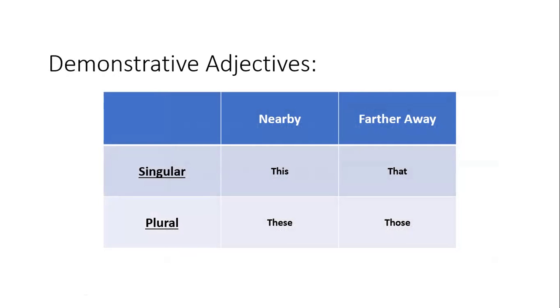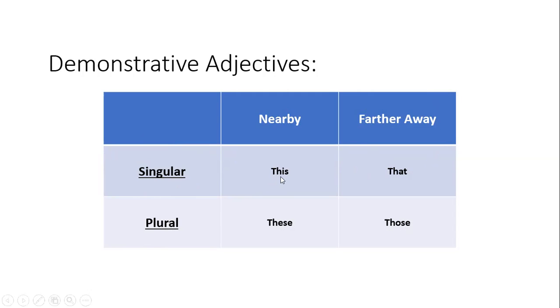Let's talk about demonstrative adjectives. I want you to look at this table and notice how I wrote up here nearby, because these are the adjectives that we use for things or people or places that are nearby. And these demonstrative adjectives are the ones that are farther away. Also notice that on the left, I wrote singular because this and that you use with singular nouns. And these and those, see how even the pronunciation sounds different, you use with plural nouns.